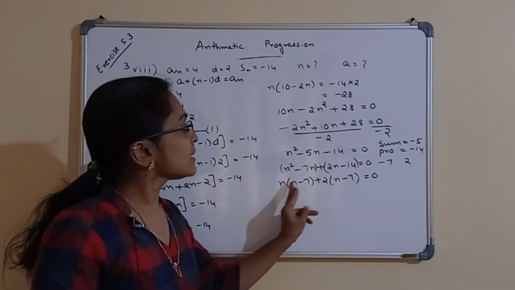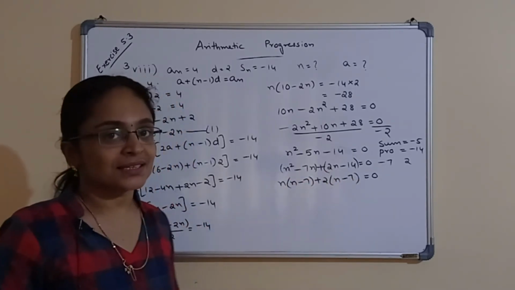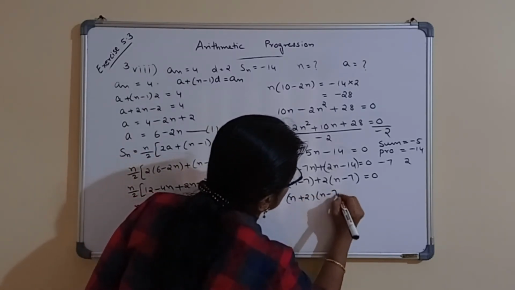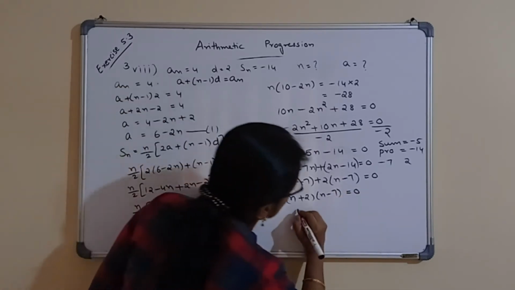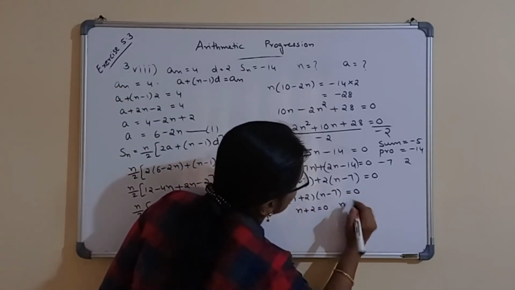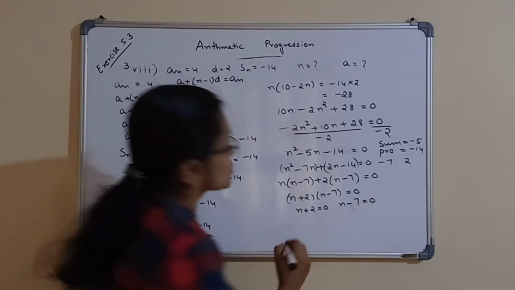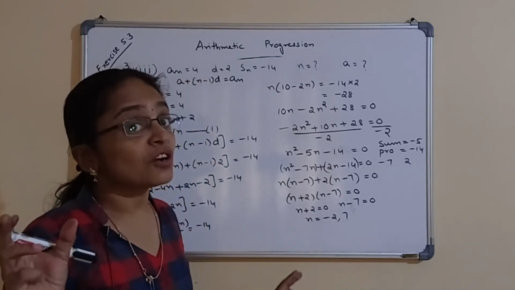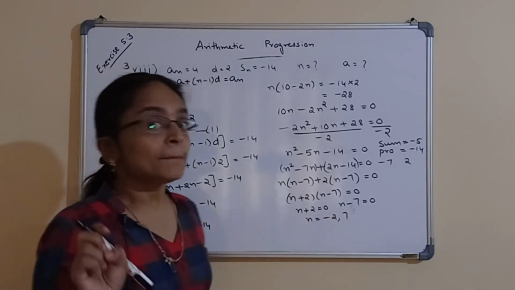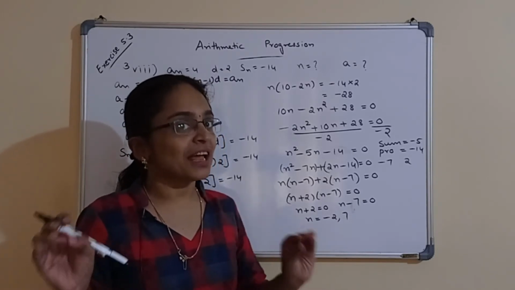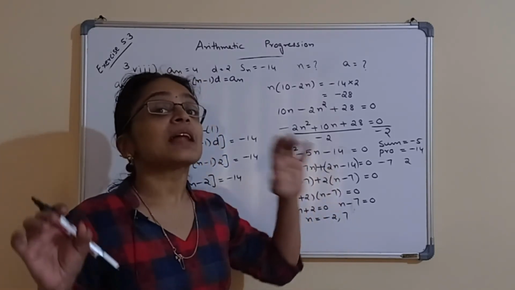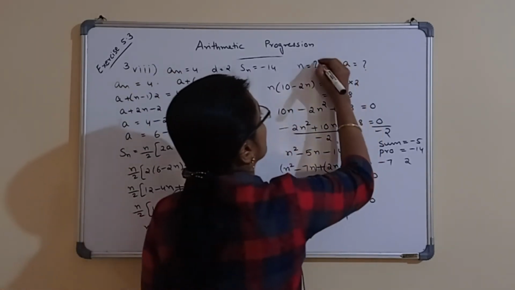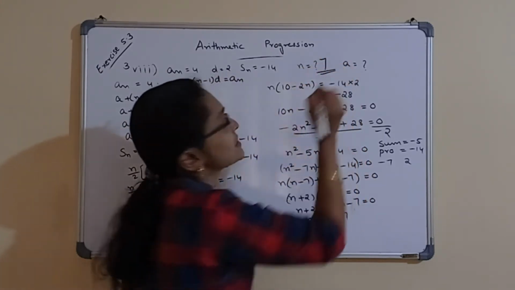So we got n into n minus 7 plus 2 into n minus 7 is equal to 0, which means n plus 2 into n minus 7 is equal to 0. So n plus 2 equal to 0 and n minus 7 is equal to 0, which means n is equal to minus 2 and 7. But we cannot have negative values for n, right? Because n is the number of terms of the AP. So it can have only positive values, which means we can take n as 7.